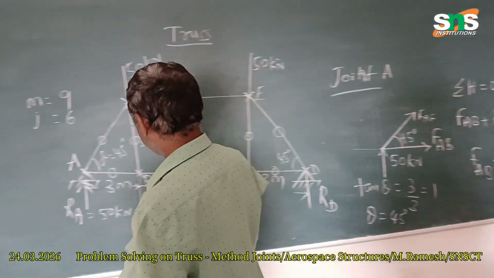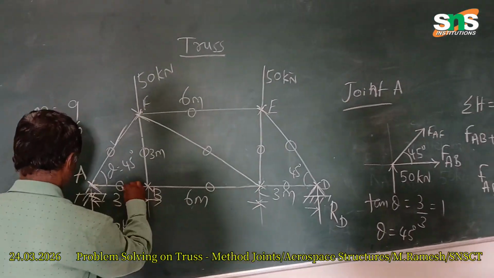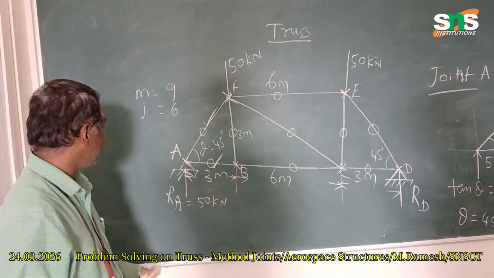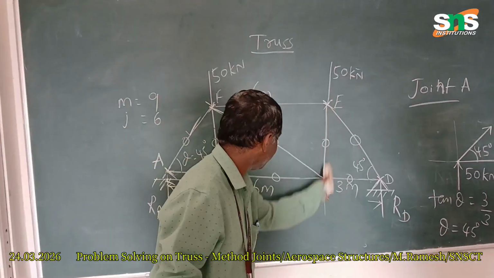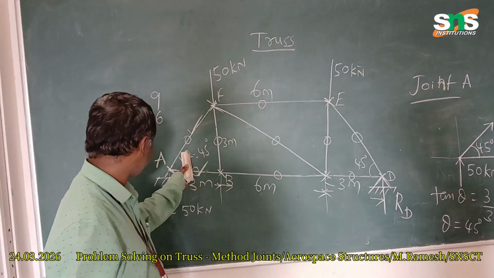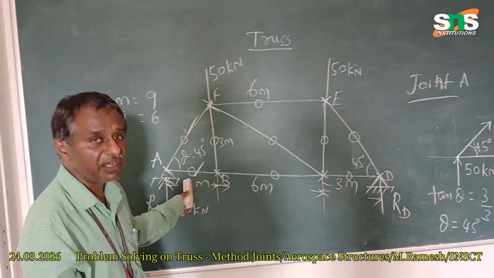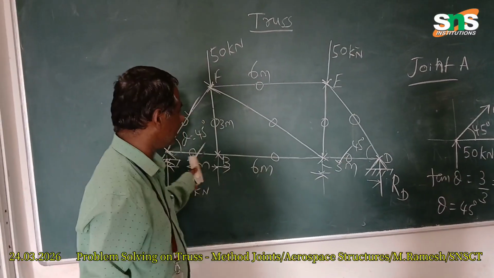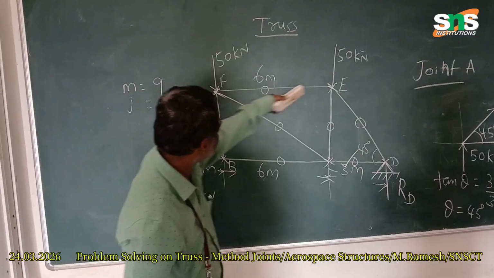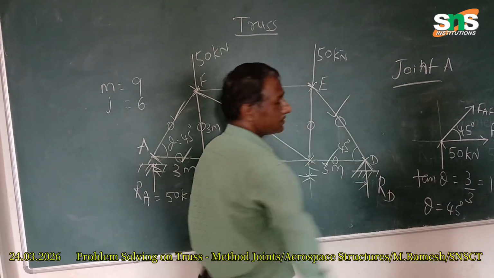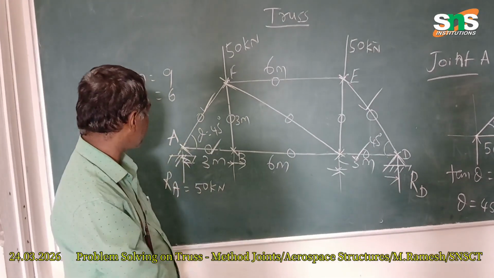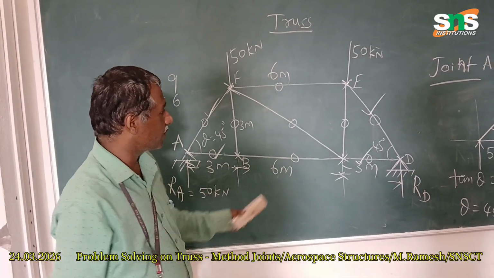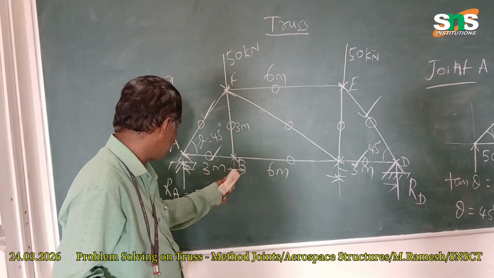Like that, I can get this force as well as this force. And one more thing, since it is symmetrical, you need not go for this side or this side also. What forces you get, the same values will be reflected. So here FCD is also equal to FAB as well as FAF, that is FDE. So like that you have to approach each and every joint.